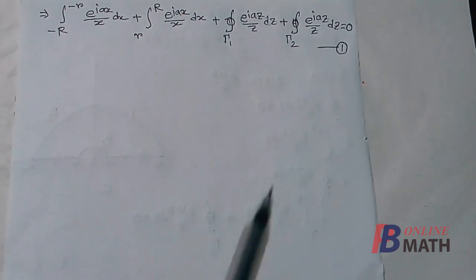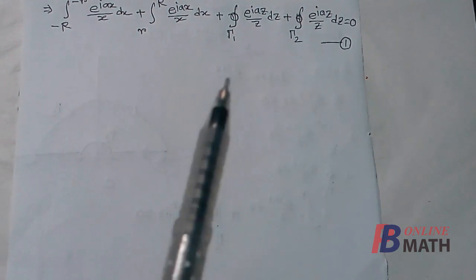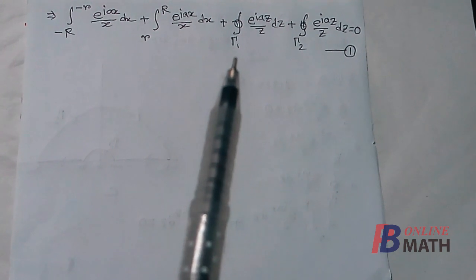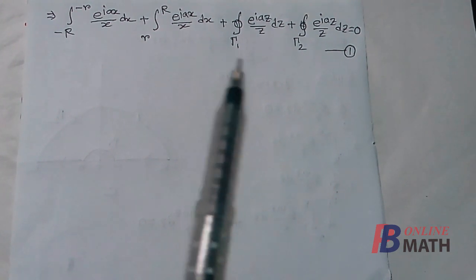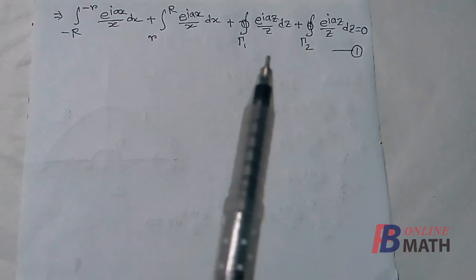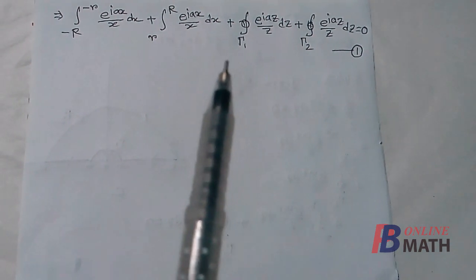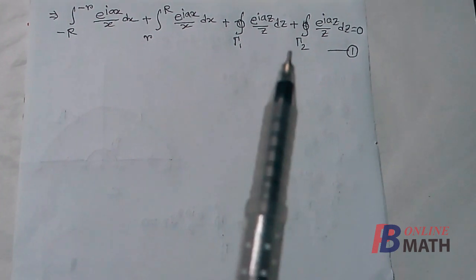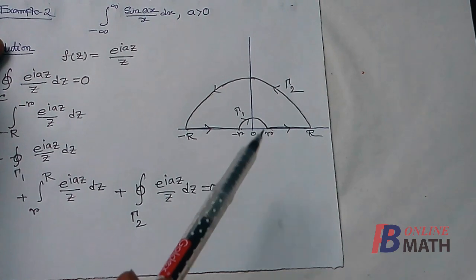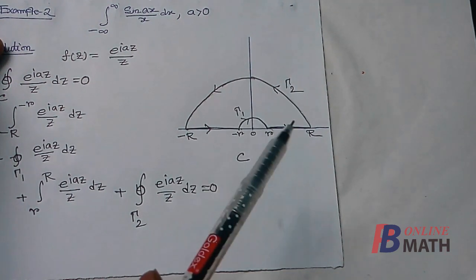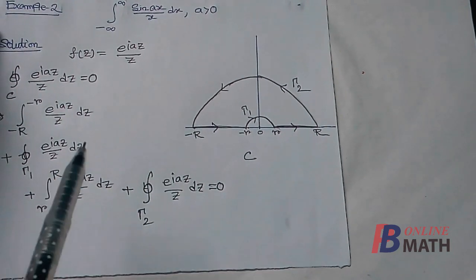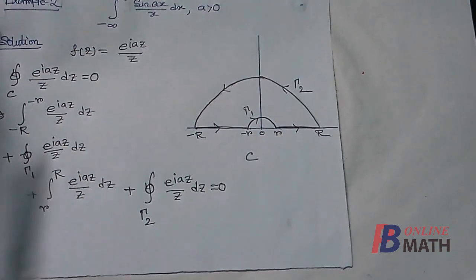So we have to evaluate these two integrals along gamma 1 and gamma 2. Remember that gamma 1 is the inner semicircle of radius small r and gamma 2 is the outer semicircle of radius capital R. And also notice the orientation of gamma 1, that is clockwise, and the orientation of gamma 2 is anti-clockwise. So here it is, the direction of gamma 1 is clockwise and the orientation of gamma 2 is anti-clockwise. So we have to evaluate the integrals along gamma 1 and gamma 2.